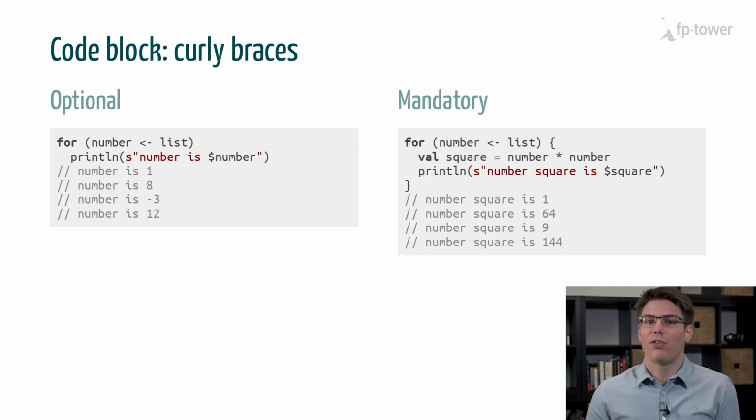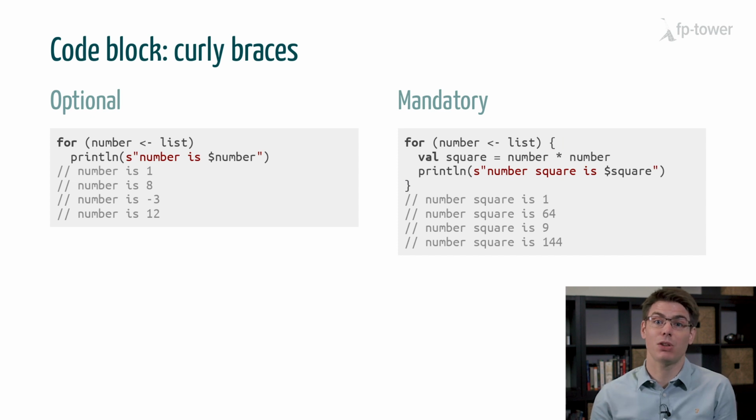Cool, so let's go back to the for loop example and talk about braces. We can remove the curly braces from the code block inside the loop only if it contains one line of code, as is the case on the left-hand side. But if we have a code block with several lines of code, as is the case on the right-hand side, then the curly braces are mandatory.